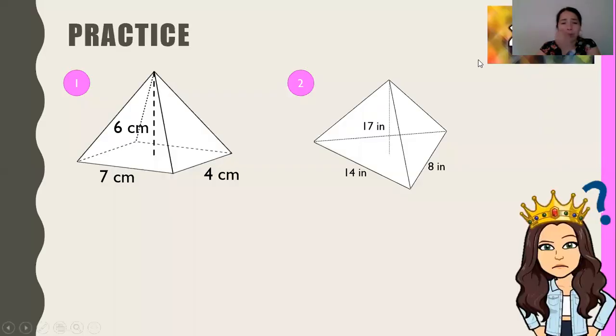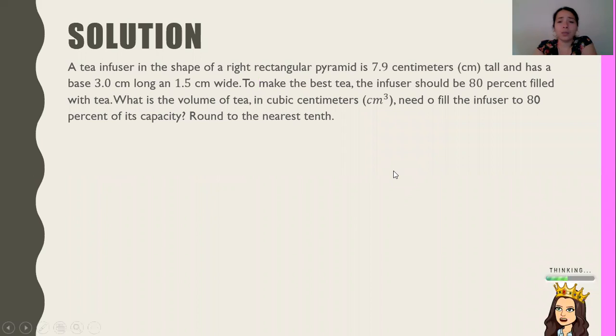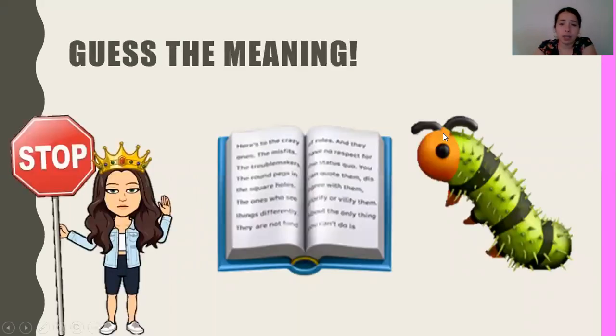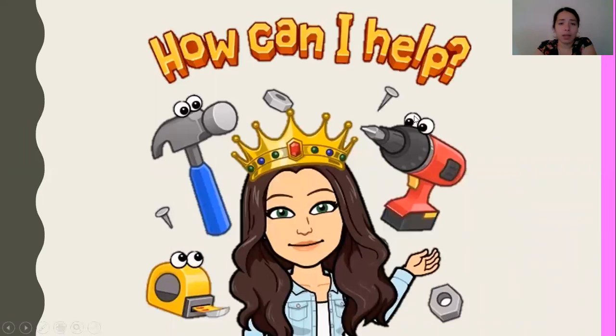So here are just a few more practice problems that you can do at home. And this is a problem that I do want us to look at at some point, but we just won't get a chance to today. Not for that class.